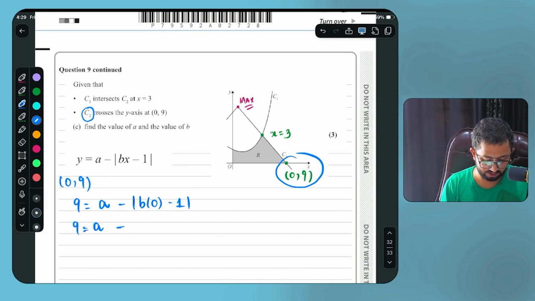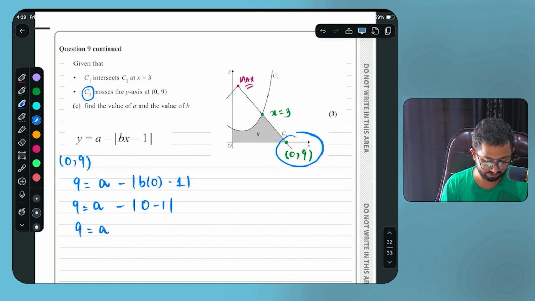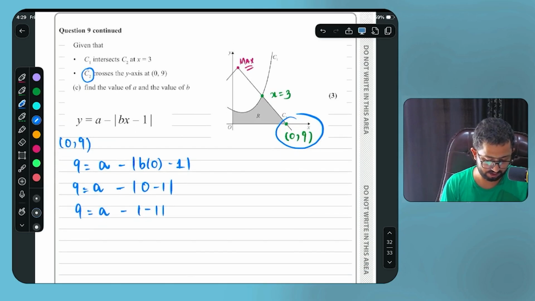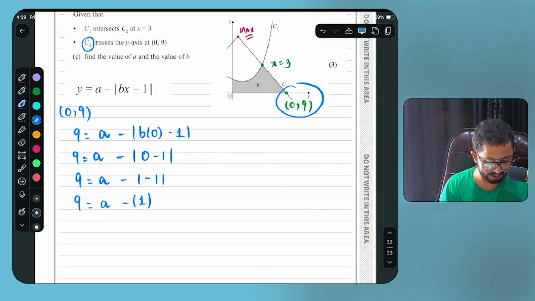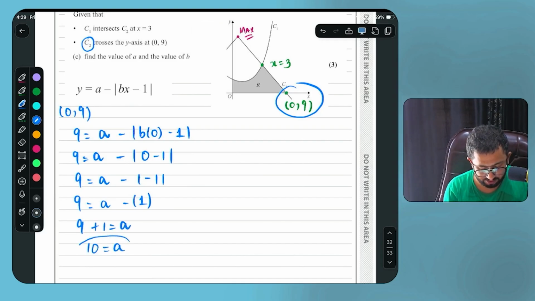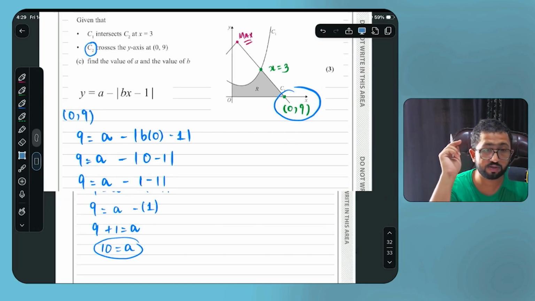So 9 equal to A minus modulus of 0 minus 1, which is negative 1. The modulus of a negative number becomes positive. That is a property, a feature of the modulus function. So 9 plus 1 equal to a, and 10 equal to a. The value of a is 10. Now the problem is only the value of b.